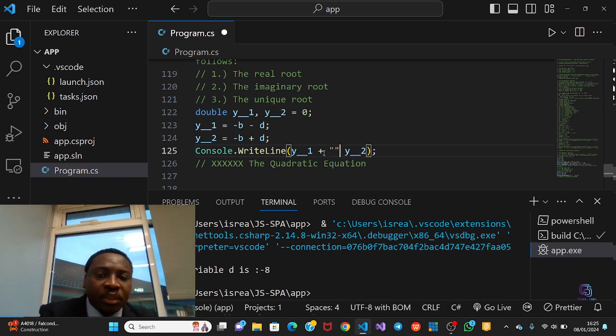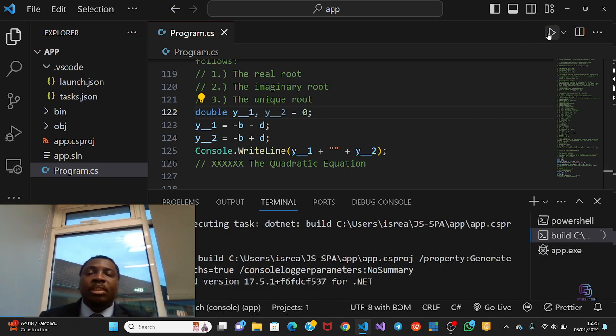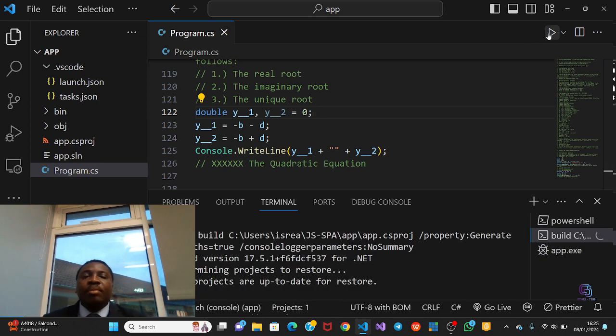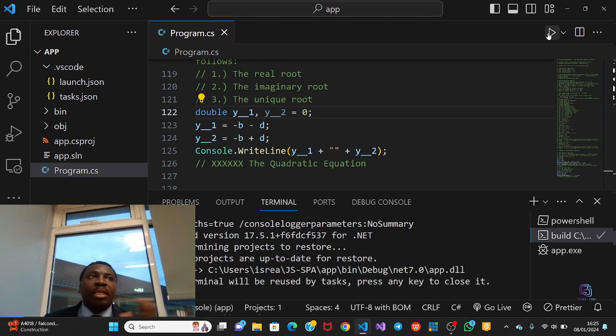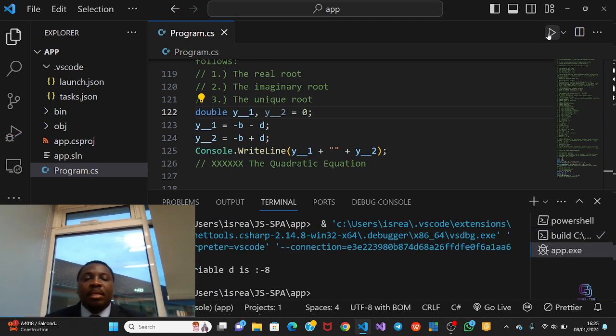Let's put a space, then a plus. So they will not be added together, so they should be separate. I want to put them to be separate. So both of them are separate. We get y1 separately, we have y2 separately. That's it. So y1 is what? 0, and y2 is what? Minus 6. So with this, we're able to solve the problem of making use of the quadratic equation.